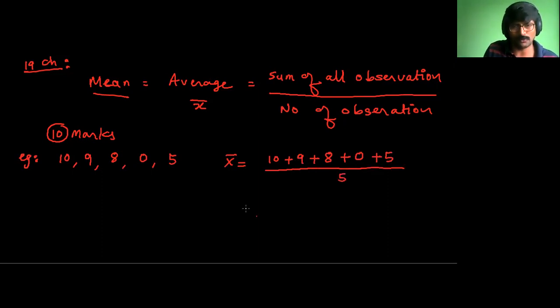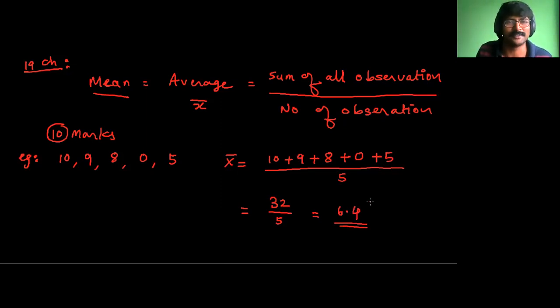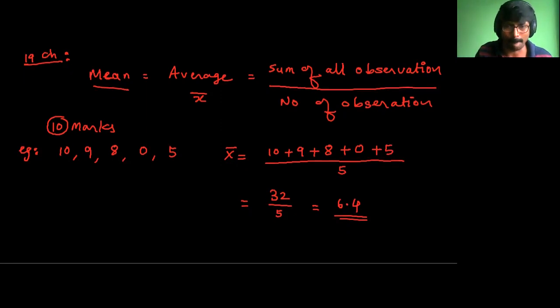So, we'll have to add now. 10 plus 9, 19. 19 plus 8, 27 plus 5, 32, divided by 5. Now, if we divide 32 by 5, it will become 6.4. So the average of the class is 6.4 marks. Did you understand? That's how we calculate the average. Now, if you've understood this, let's move ahead. I hope you finished writing.